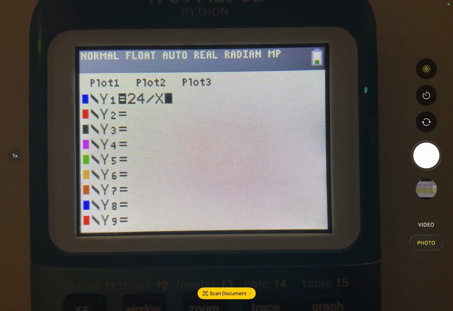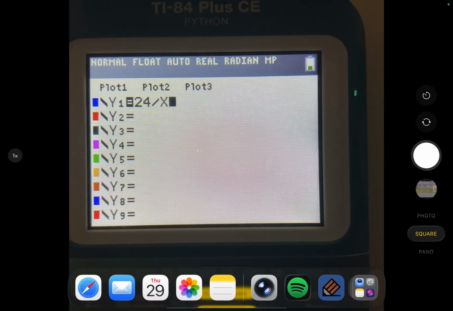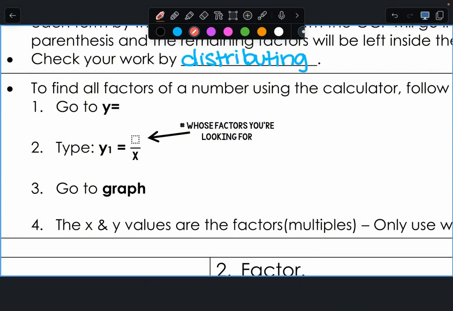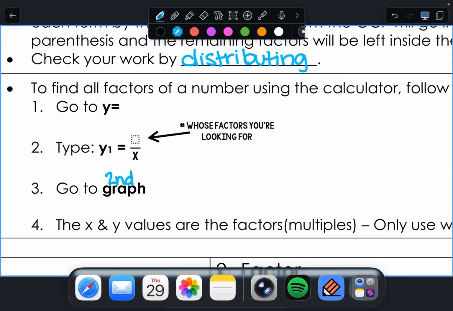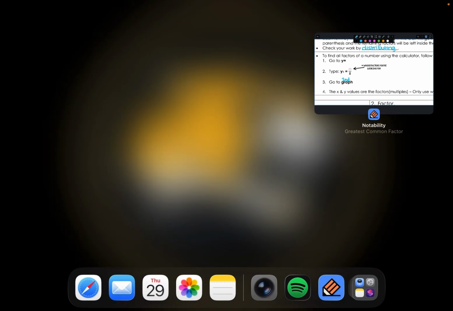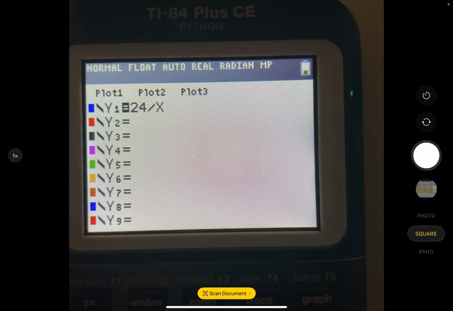Okay. Now, the notes say you're going to press graph, but I forgot to include you need to go to second graph because you need to go to the table. So press second graph. Oh, that's cool. Okay. Let me go back to my camera. So I'm going to press second graph.